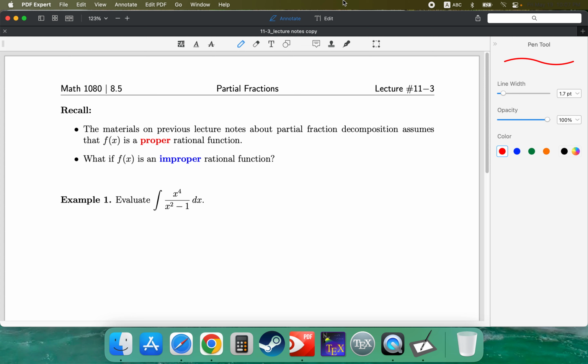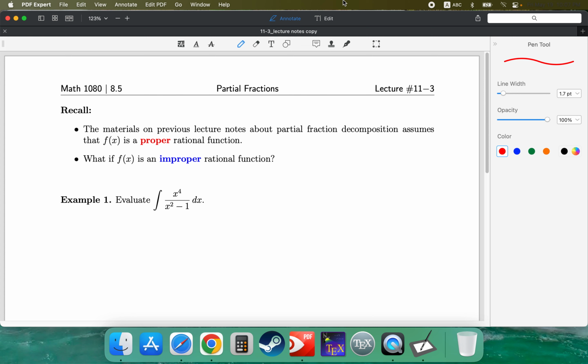So the question is, what if f of x is an improper rational function? That means the degree of the numerator will be greater than or equal to the degree of the denominator. What should we do? For example, right here, you can see that we want to evaluate the integral of x to the fourth over x squared minus 1. Notice that this is an improper rational function because the degree of the numerator is 4, which is greater than the degree of the denominator, 2.